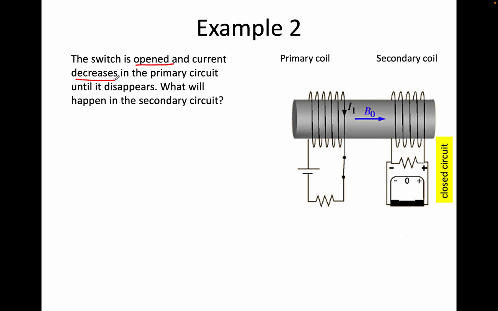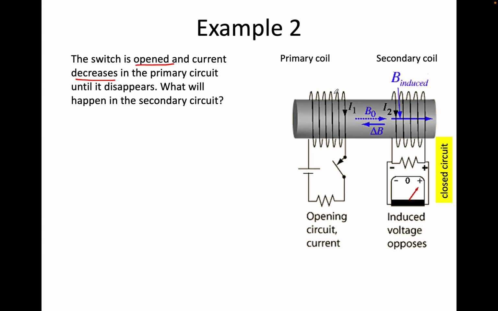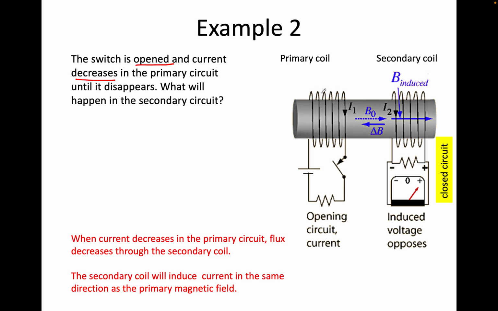However, in example 2 now, I have opened the switch. That means the current will decrease. Opening the switch is breaking the circuit. The current will stop moving. So that means, in this case, we know that the current is getting weaker. That means the induced field will be in the same direction, as we discussed using Lenz's law previously.